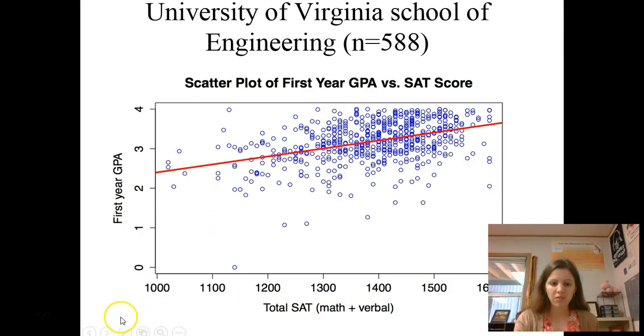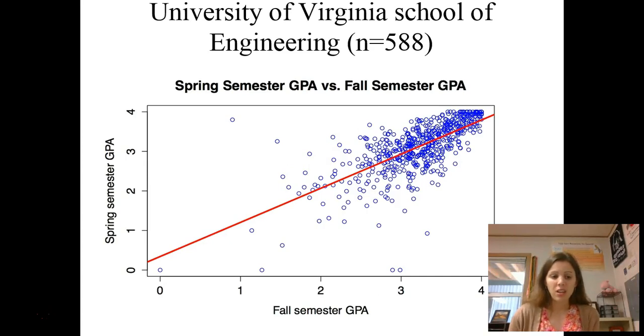Here are some other examples of real correlational research. This is your first year GPA and your total SAT math and verbal score. As you can see, there tends to be a positive correlation between the two variables. The higher your SAT score, the higher your first year GPA at the University of Virginia School of Engineering. They also did a study on your spring semester GPA versus your fall semester GPA. Again, a very strong positive correlation. The higher your fall semester GPA tended to be, the higher your spring semester GPA tended to be.